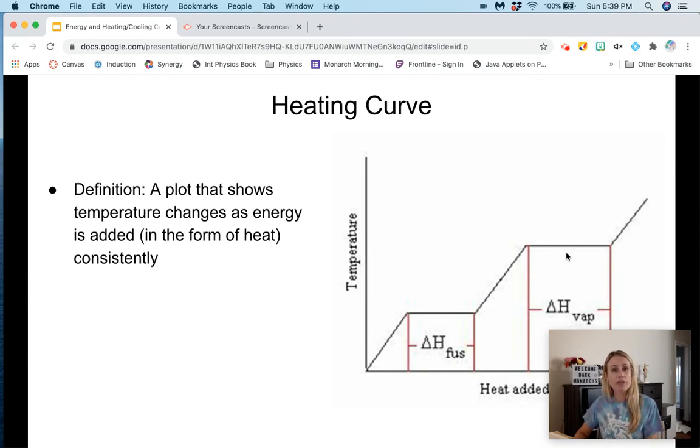Now, if we're actually going to label this heating curve, we know that at a low temperature, we have a solid phase. As the temperature increases, that solid is going to melt into a liquid. And then as the temperature increases more, that liquid will become a gas. When we go from a solid to a liquid, we call that melting. And when we go from a liquid to a gas, we call that vaporization. You might think boiling, but we do call this vaporization because that liquid is becoming vapor.